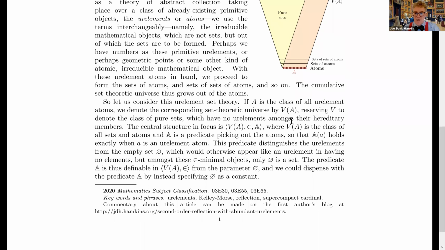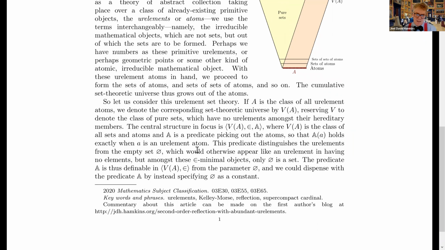The notation I want to use is V of A, which means the whole universe of all sets using the class A of atoms, and I reserve V to refer only to the pure sets, the sets that don't involve any atoms. The structure we're going to talk about is the class of all sets and the membership relation, and then we have this predicate that picks out the atoms. It's true of all and only the atoms.